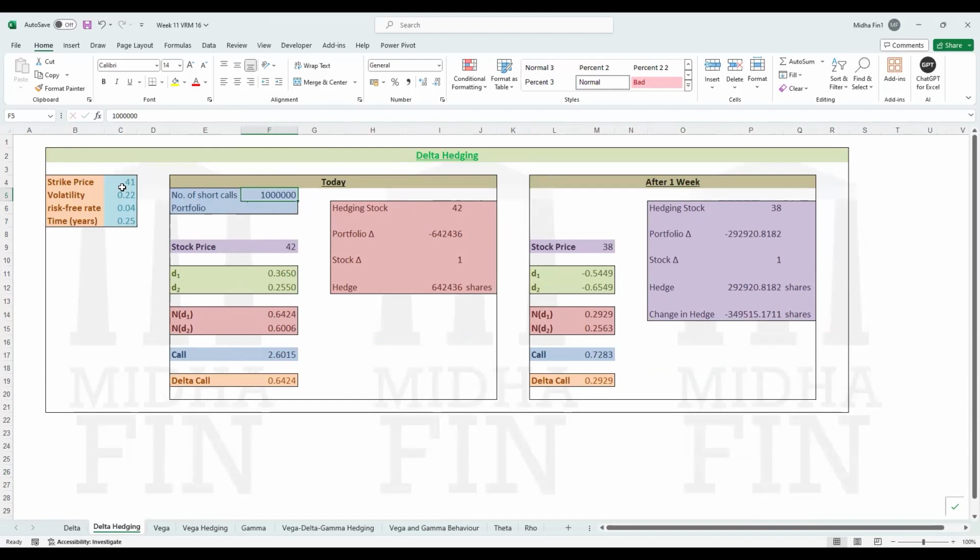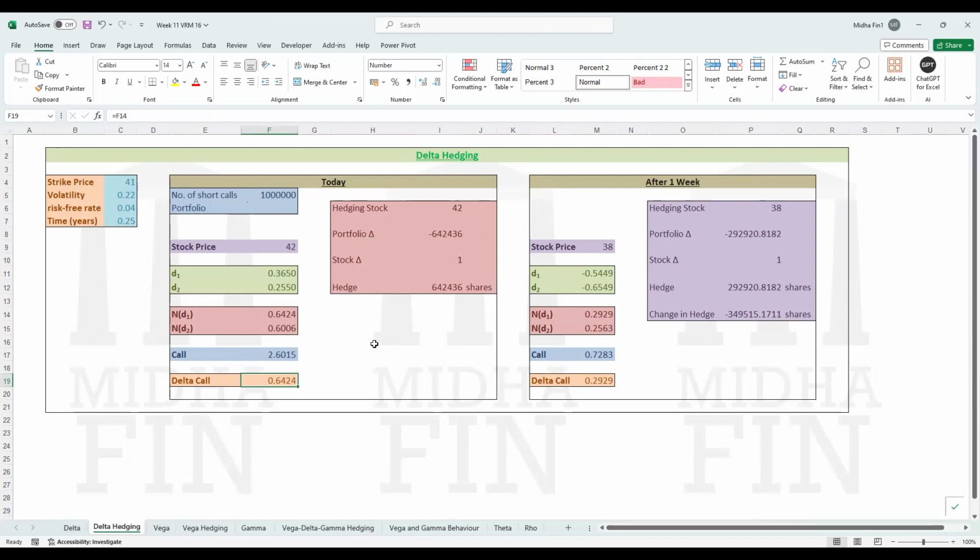Now, the strike price for this call option is 41. Volatility is 0.22 or 22%. Risk-free rate is 4%. Time to maturity is 0.25, that is 3 months. Stock price today is 42. You find the call option price is 2.6015. Of course, if you want to find the value of the portfolio, you can multiply 1 million with 2.6055. But that's not relevant. What is relevant for us is actually the delta of call. It is 0.6424.